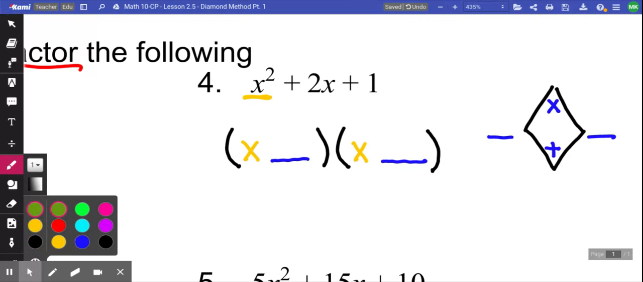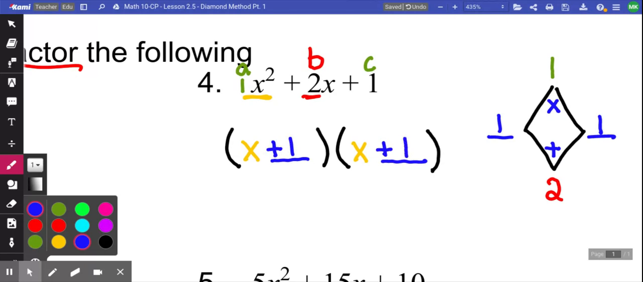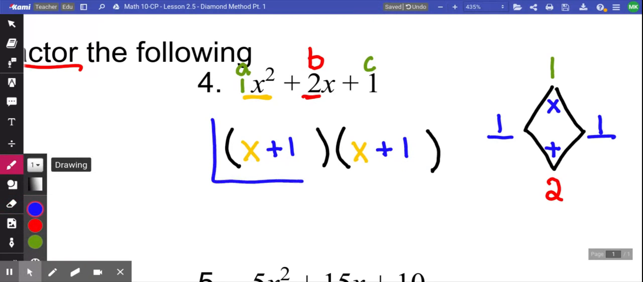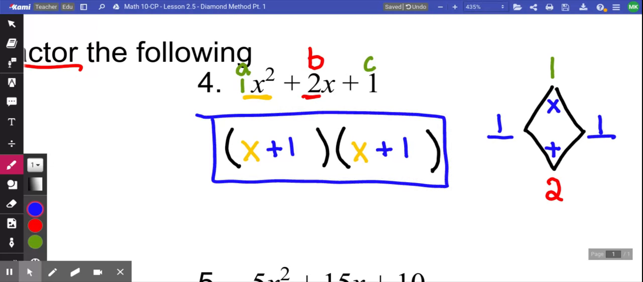The top value is always A times C. A is 1, C is 1, 1 times 1 is 1. The bottom of your diamond is always your B value, which is 2. Two numbers that multiply to be 1 but add to be 2 would be 1 and 1. Therefore, this is x plus 1, x plus 1. And I have successfully taken my trinomial and written it as two binomials times together. I have factored it.